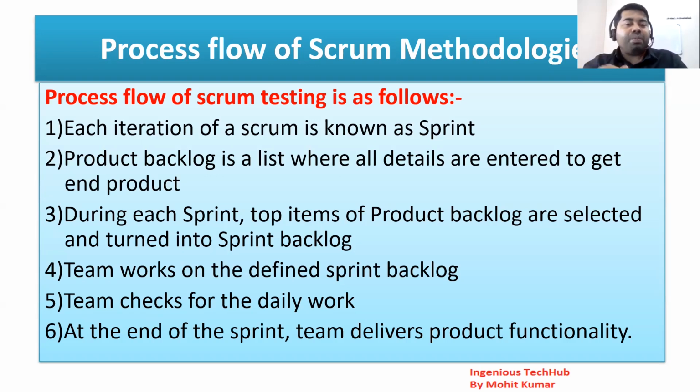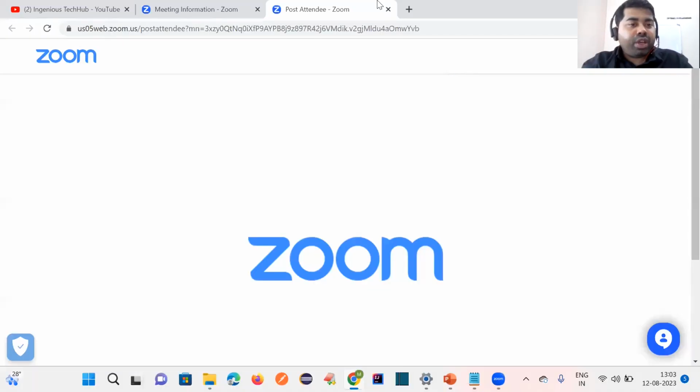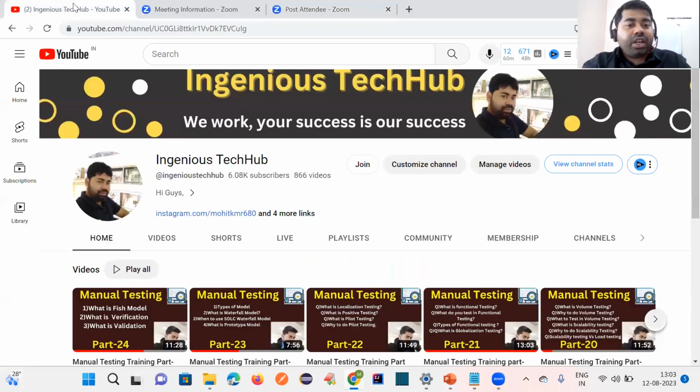If you know the flow, if you know the concept of how agile is working, this is very easy to explain in the interview. Like how we are working in agile in real time, I have already given you the example, but I will show you one more video where you will see how we work in agile in real time. So this is my Ingenious Tech Hub.